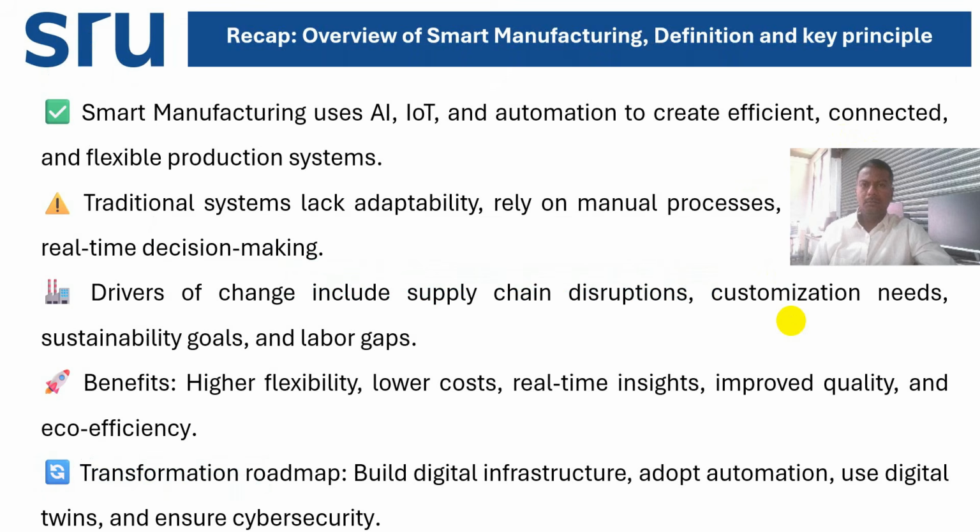So, an overview from the previous series of lectures. Smart manufacturing uses AI, IoT, and automation, which creates an efficient, connected, and flexible production system. Also, we discussed major drawbacks when adopting traditional manufacturing methods, and when we only rely on manual manufacturing processes, what the performance of the manufacturing sector is and how it decays.